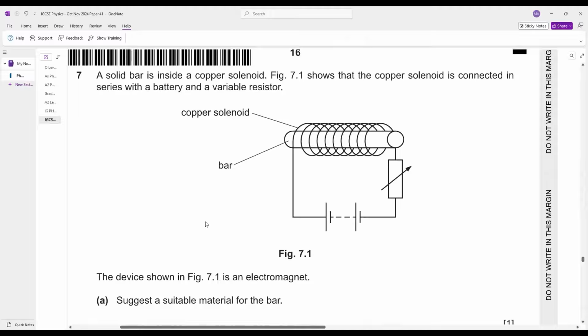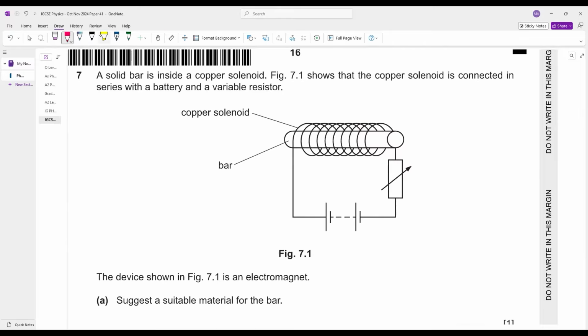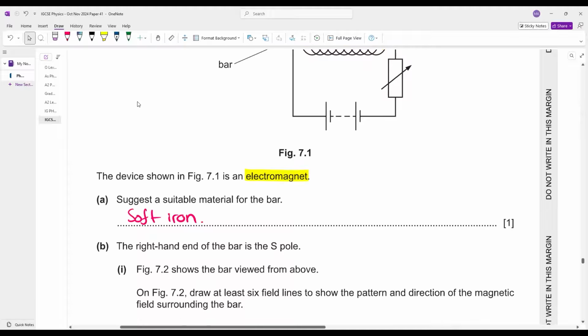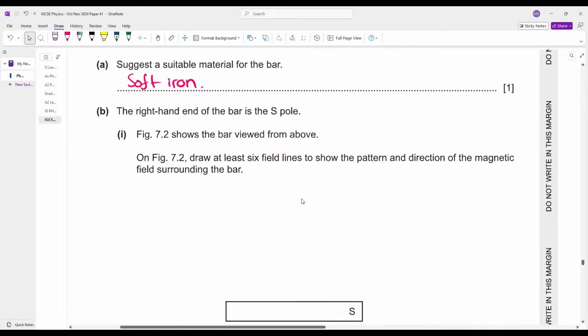आगे बढ़ते हैं. A solid bar is inside a copper solenoid. Figure 7.1 shows the copper solenoid is connected in series with a battery and a variable resistor. Okay. The device shown is an electromagnet. State a suitable material for this bar. You have to state a suitable material for this bar. What could be a suitable material for this bar? Soft iron. Perfect.